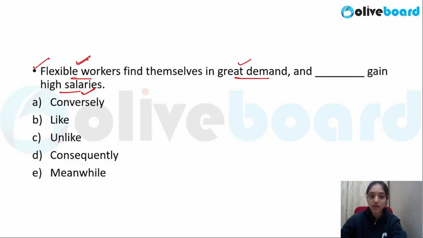And if you noticed among the options, option D here agrees with the context. Hence, option D is the correct answer. Now, if you were to go through the other options, conversely here is used to indicate contrast. Like here is used to give examples of similar things. Unlike is used to compare or contrast two different things. And meanwhile is used to indicate time. So, time is not mentioned here in the context. Hence, option E is also negated. So option D here is the correct answer.